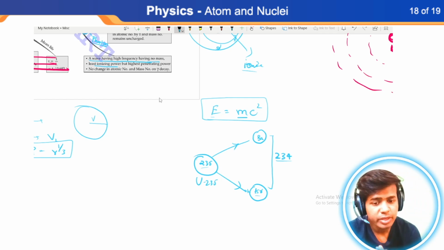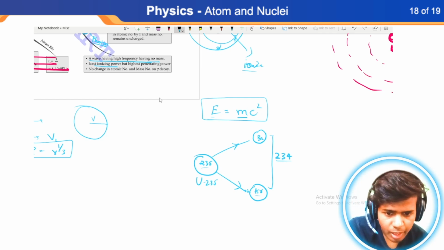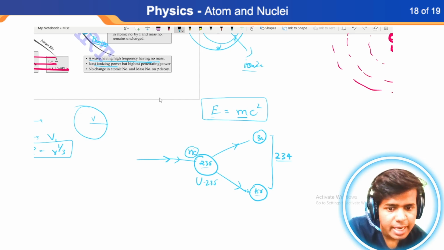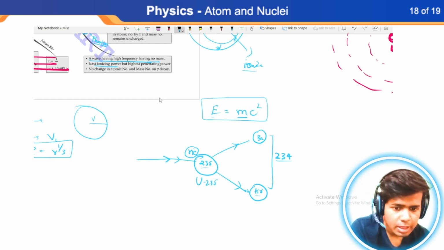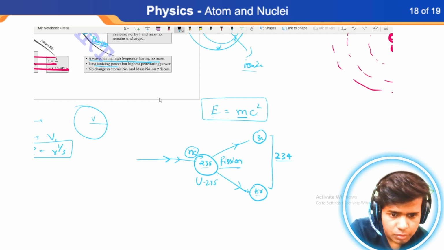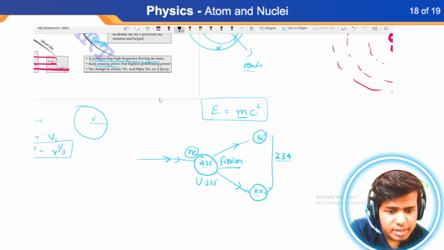Where is that one mass going, and how is it happening? Let's say for starting this reaction, you have to have a neutron which will destabilize the atom and make it fission. This reaction is called nuclear fission, and the number of neutrons in both of them is one smaller than the number of neutrons in this one, and this neutron has already been released.